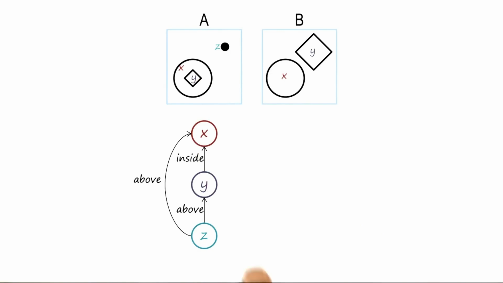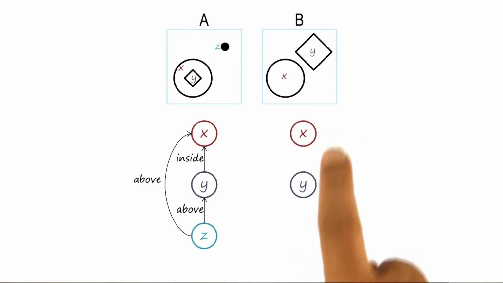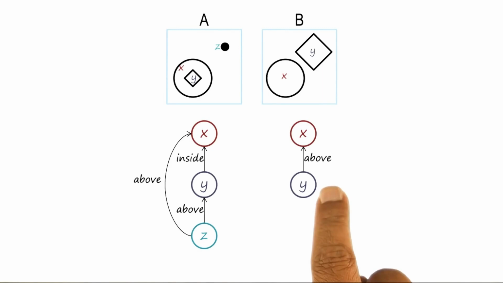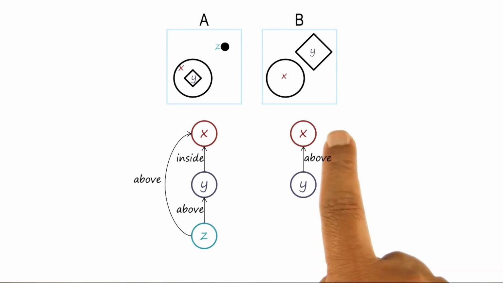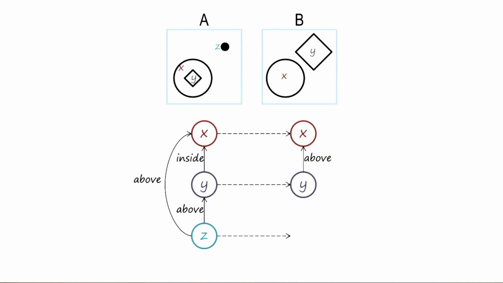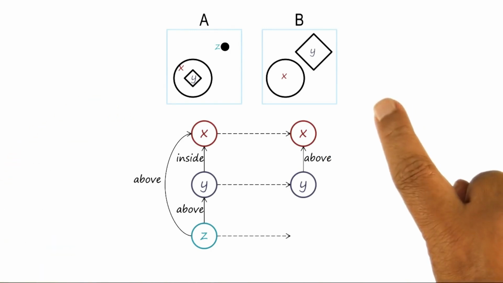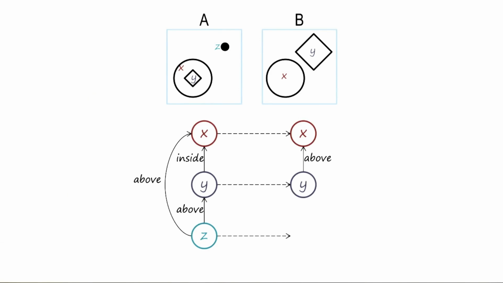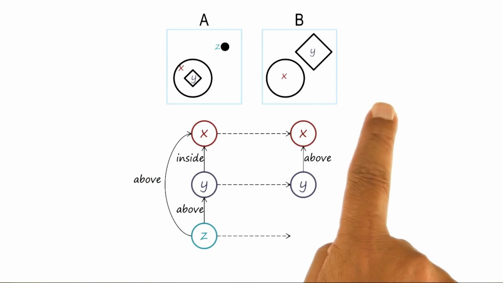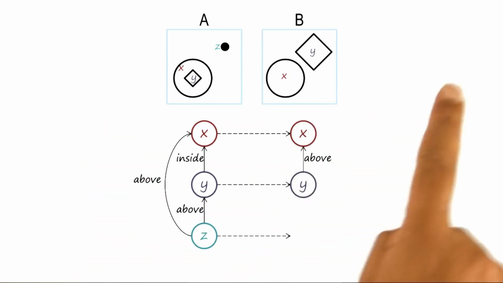In this way, a semantic network representation of the image A captures both the objects and the relationships between the objects. We can do exactly the same thing for the image B, the objects and the relationships between them. Y is above X. Now that we have represented our knowledge of image A and our knowledge of image B, we want to capture somehow the knowledge of the transformation from A to B, because recall A is to B as C is to D.